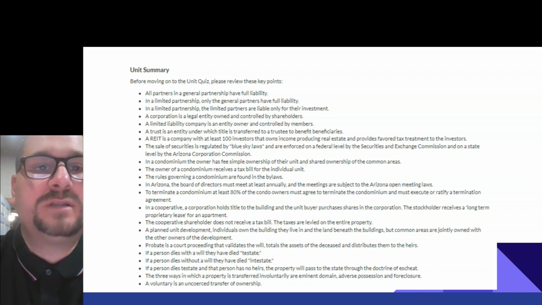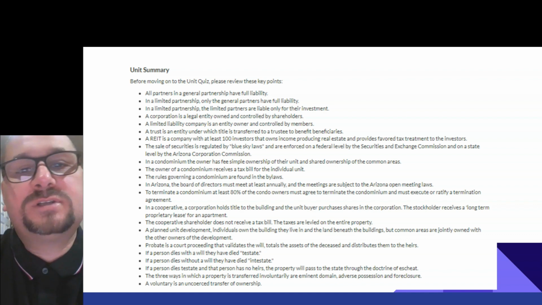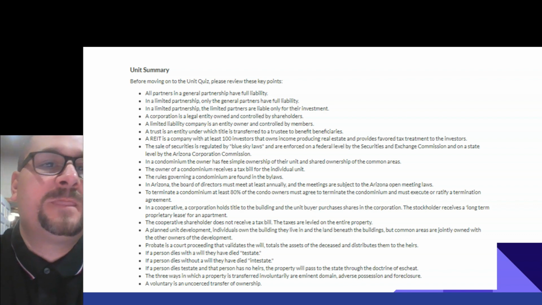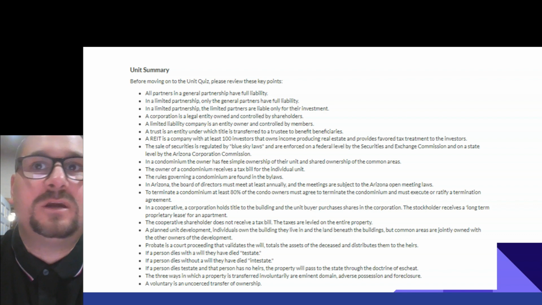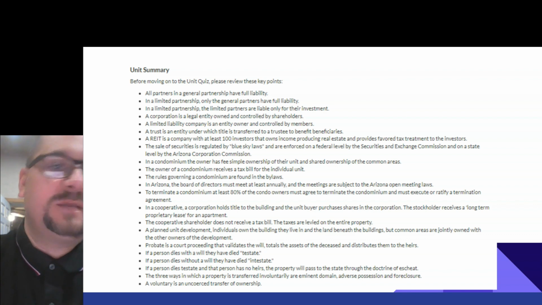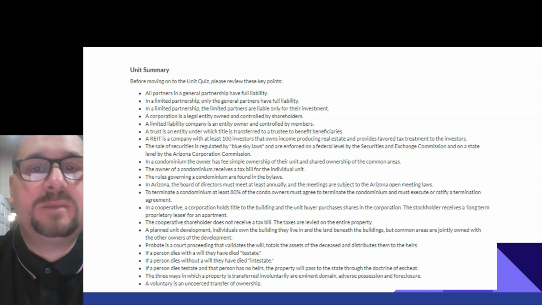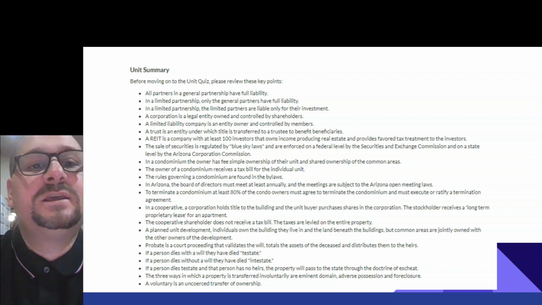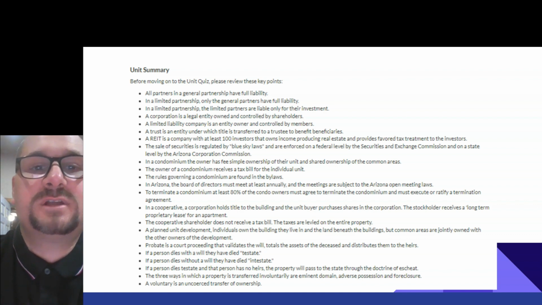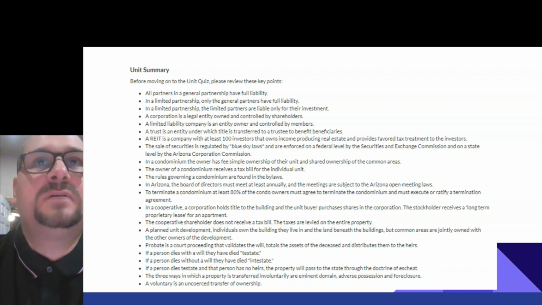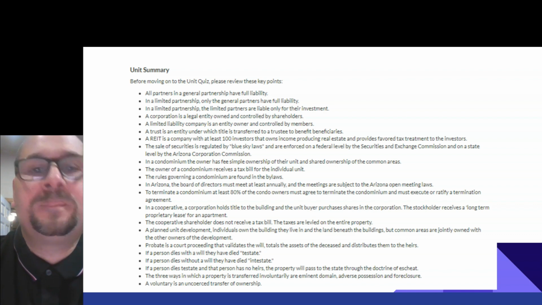A corporation is a legal entity owned and controlled by shareholders. Shareholders own a corporation. A corporation, as a legal entity, never dies. That's why it cannot hold tenancy in common. A limited liability company is an entity owned and controlled by members. A trust is an entity under which title is transferred to a trustee to benefit beneficiaries.